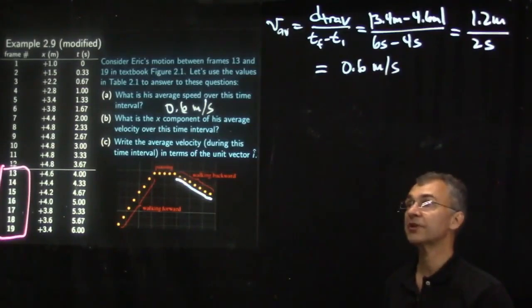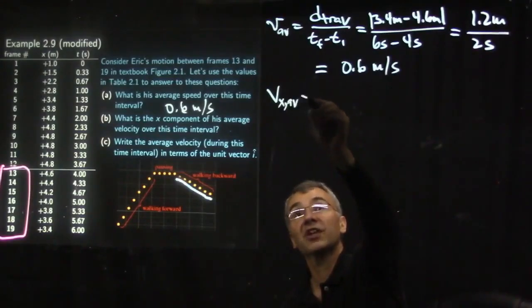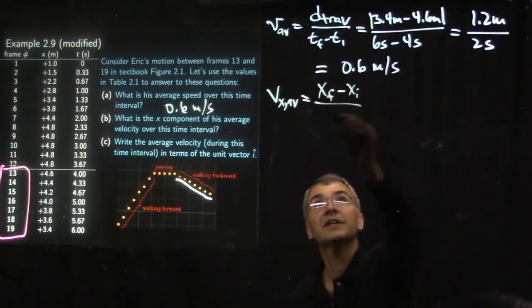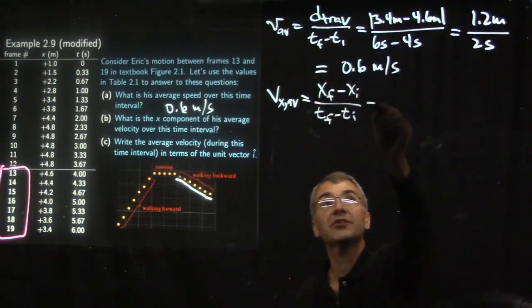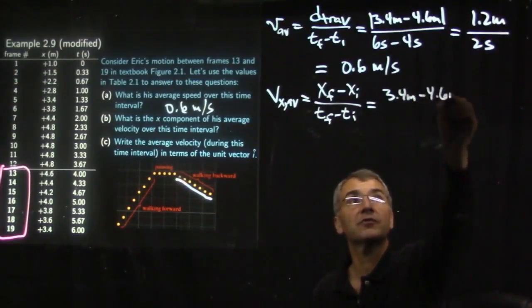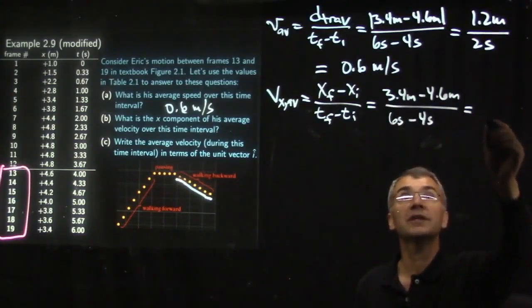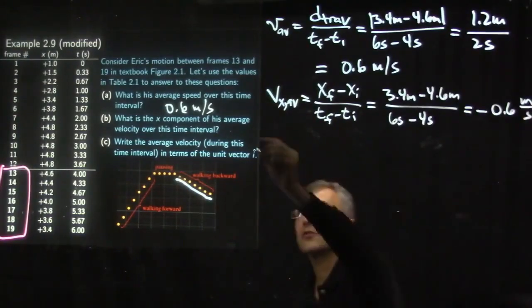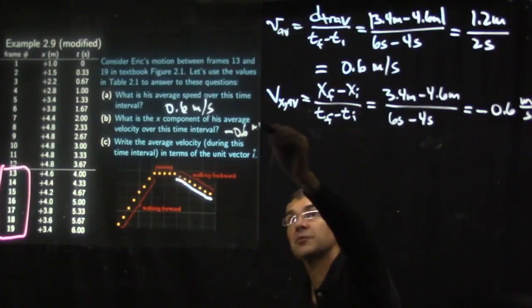What is the x component of his average velocity over that time interval? Vx average, which is the same as v average x. That is x final minus x initial divided by t final minus t initial. Final is 3.4, so that is 3.4 meters minus 4.6 meters divided by 6 seconds minus 4 seconds. That seems to be minus 0.6 meters per second. So minus 0.6 meter per second.